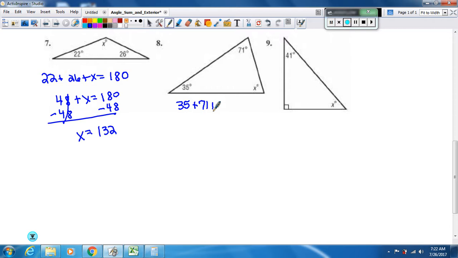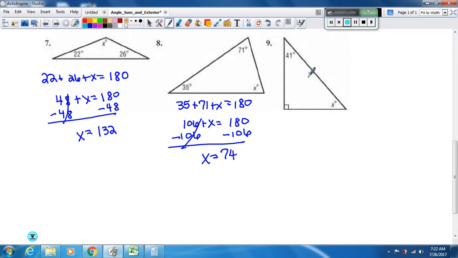Next one is 35, 71, and X. 35 plus 71 plus X equals 180. 35 plus 71 is 106. Plus X equals 180. Subtract out 106 so that X is by itself. You have to do it on both sides. X equals 74.